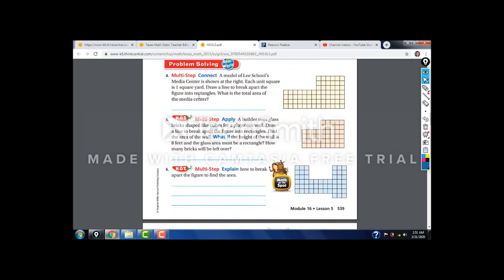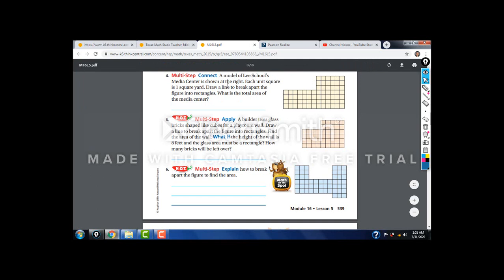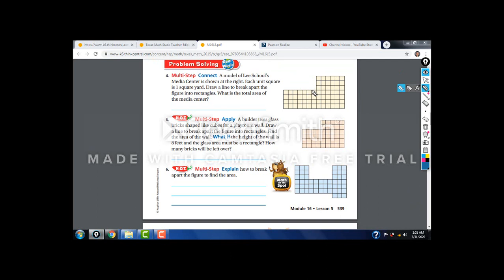Okay, it's multi-step. We're connecting what we're doing now. A model of Lee School's media center is shown at the right. Each unit square is 1 square yard. Draw a line to break apart the figure into rectangles. What is the total area of the media center? Again, same application. Okay, we break it apart.